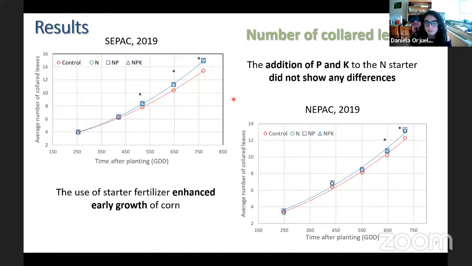In the case of NIPAC, we have a similar trend, but we were not able to detect a difference as early or as big in magnitude as with CPAC.